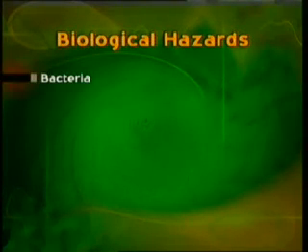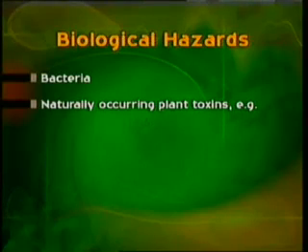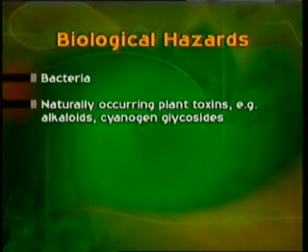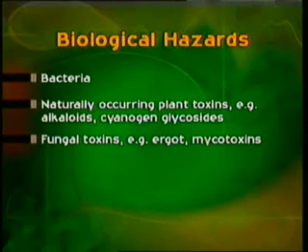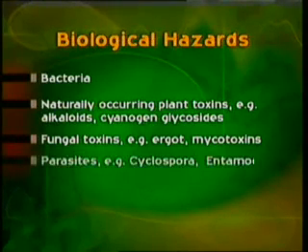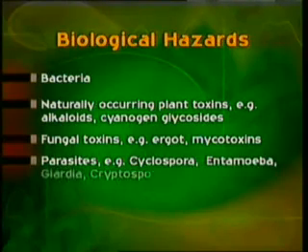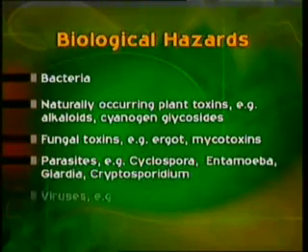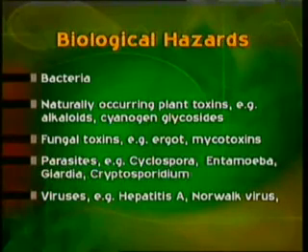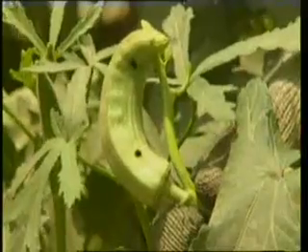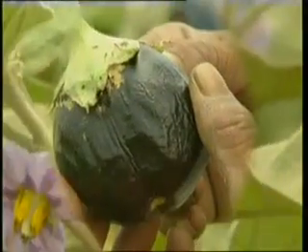We have discussed chemical hazards in great detail. Now let us learn more about the biological hazards. Biological hazards include bacteria, naturally occurring plant toxins like alkaloids, cyanogen glycosides, fungal toxins like ergot and mycotoxins, parasites like Cyclospora, Entamoeba, Giardia, Cryptosporidium, viruses, for example hepatitis A, Norwalk virus, rotavirus. In addition to these, worms may be present in food which may be eaten.